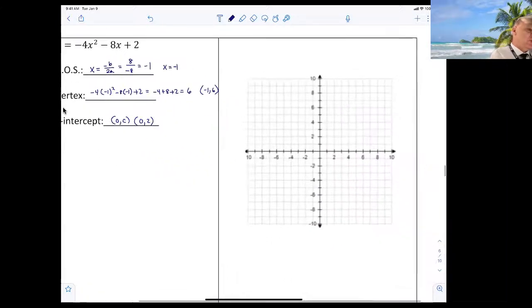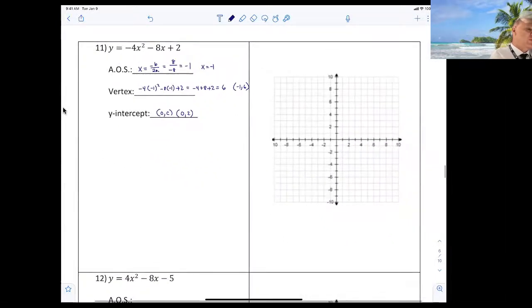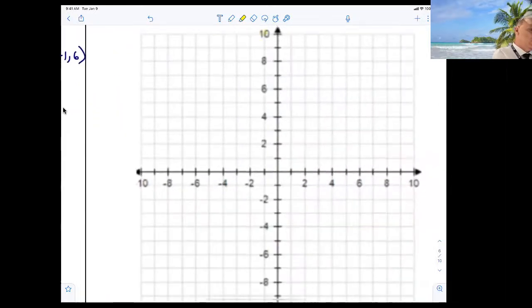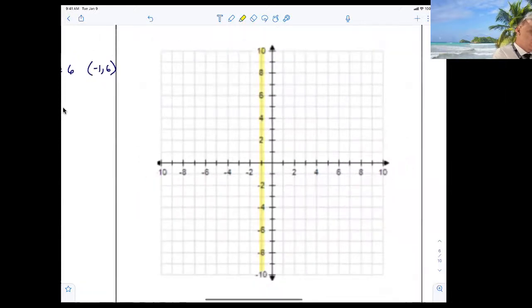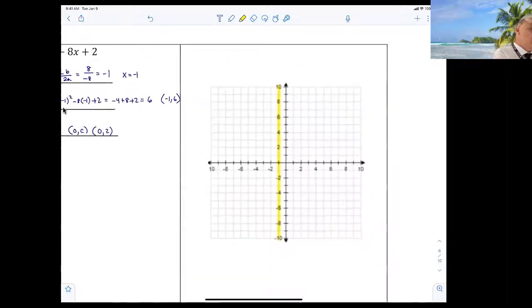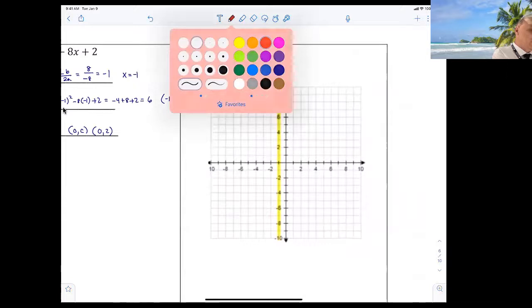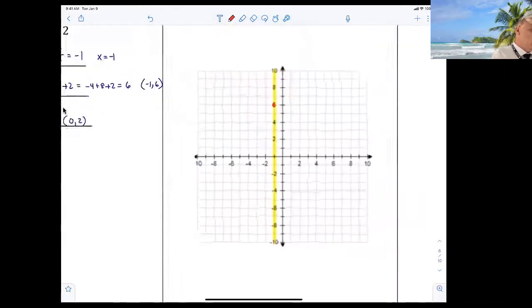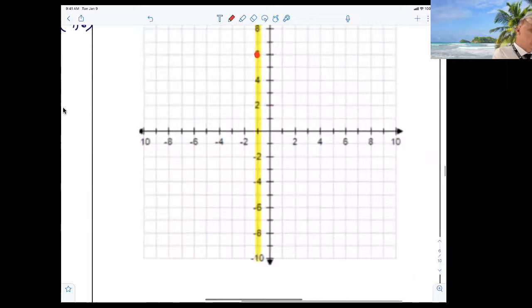So here we go. Now we're going to come over here. We're going to graph x equals negative 1. Now we're going to plot the point negative 1, 6. Now we plot the y-intercept. Then you use the y-intercept to find the third point.